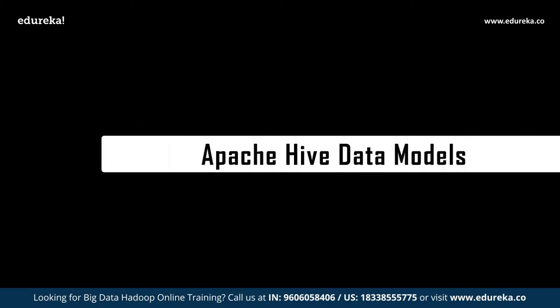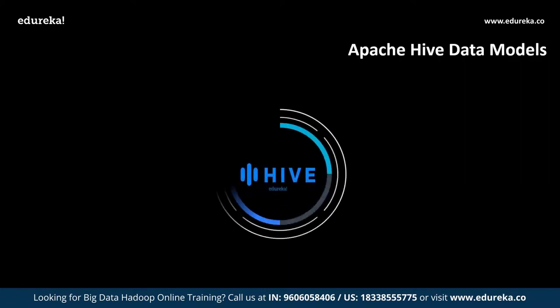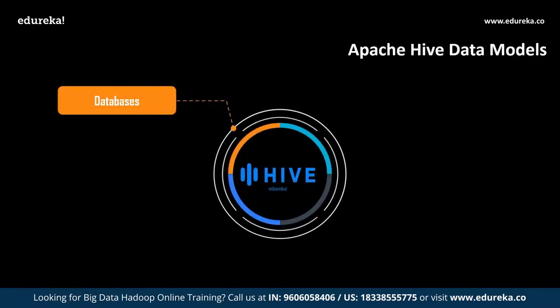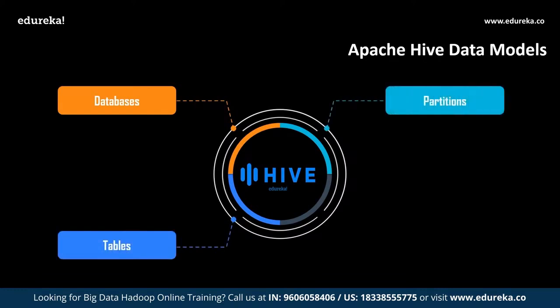Followed by that we have Hive data models. These are the basic data models which we use in Hive, where we basically create databases and store our data in the form of tables. And sometimes we also need partitions.